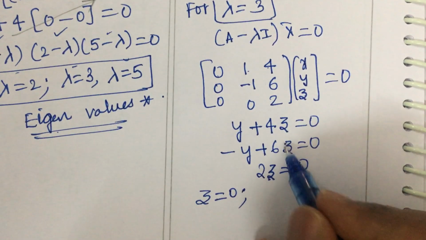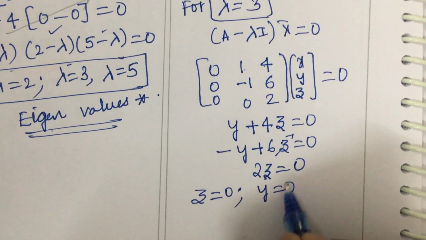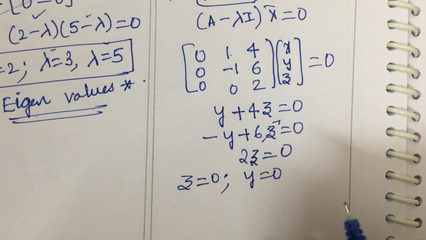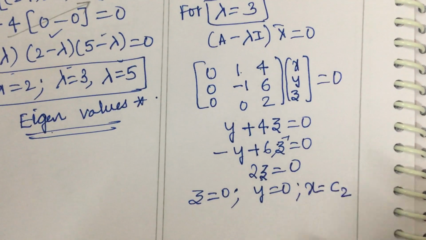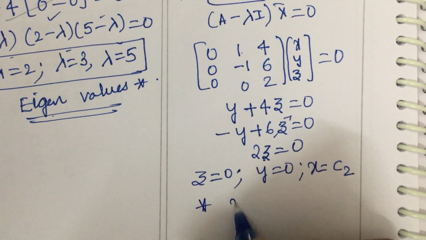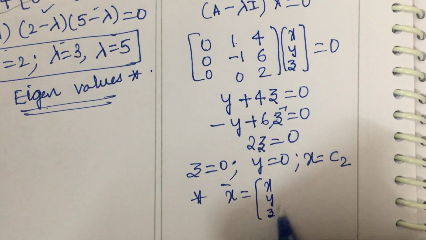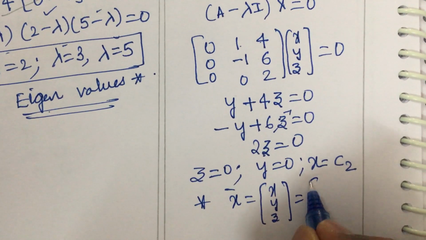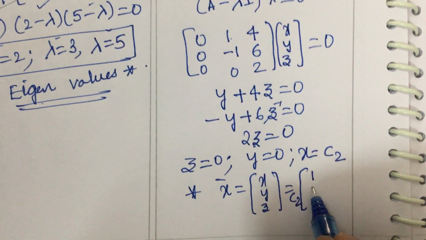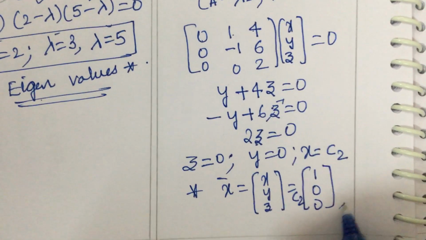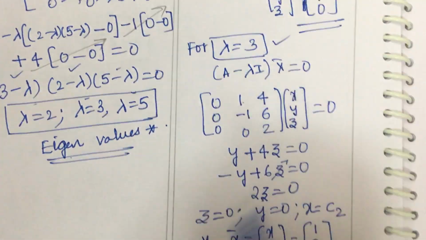If I substitute this 0 in place of z, then y also becomes 0, and x is nothing but C2, let x be C2. So from this I can work out the eigenvectors for this matrix, for lambda equals 3. If I take C2 common, this is 1, 0, 0. So 1, 0, 0 are the eigenvectors for lambda equals 3, dear students.